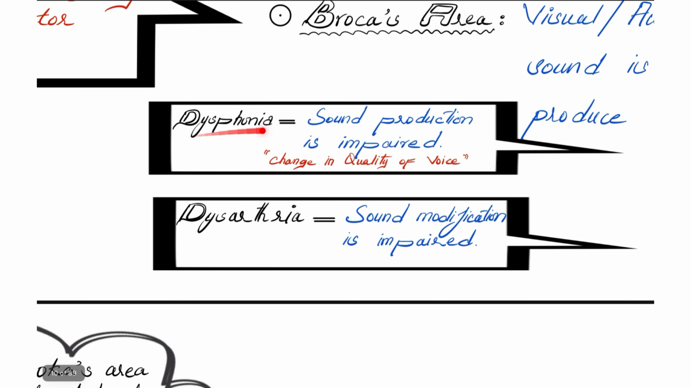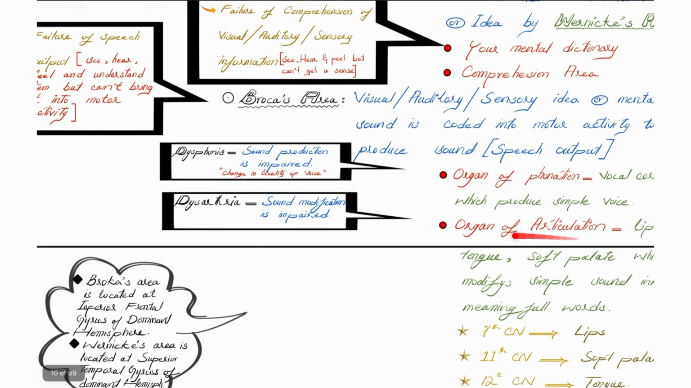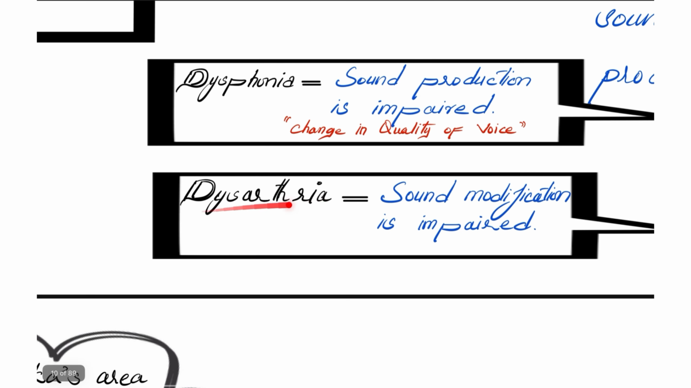Now, if the organ of phonation is damaged or there is damage to the nerves of the organ of phonation, then this is called dysphonia, meaning sound production is impaired. In other words, change in quality of voice. And if the organ of articulation is injured or the nerve supply to the organ of articulation is not intact, then this leads to dysarthria, meaning sound modification is impaired.